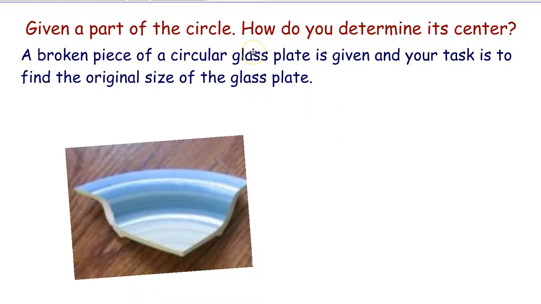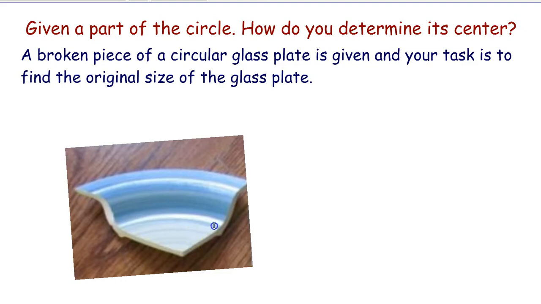Given a part of the circle, how do you determine its center? And after finding the center, how are you going to find its radius and then the circumference and all that? So here we have a problem, right? A broken piece of a circular glass plate is given to us, and your task is to find the original size of the glass plate.